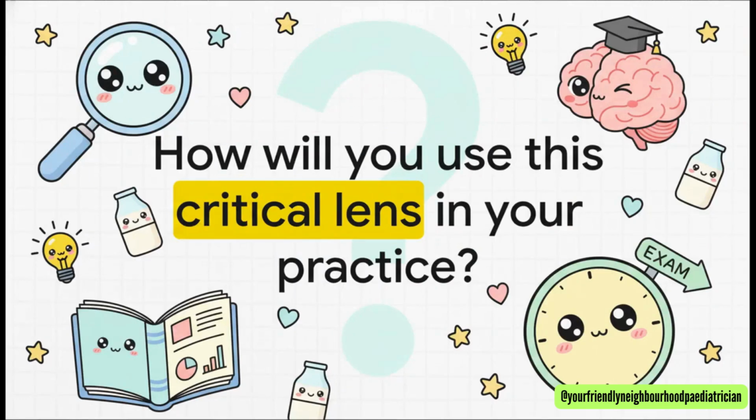And there you have it. You've just built a solid framework for knocking these questions out of the park. You can spot the design, you can interpret the numbers, and you know the number one trap to avoid. From here on out, whenever you read a study, just ask yourself, is this showing a real cause or is it just an association? That simple question will make all the difference.